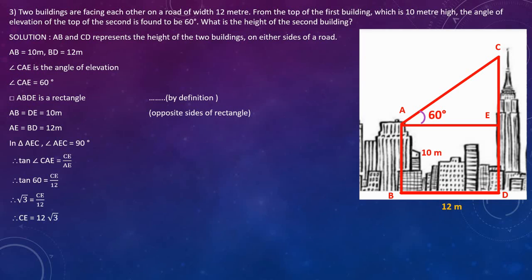Now we want to find out the value of DE, so that we can find out the entire height of the building, which is DC. So now we know that CD is equal to CE plus DE. The value of CE we have found out, which is 12 root 3, and the value of DE we also know, which is equal to AB, which is 10 meters. So adding 12 root 3 plus 10, we get the height of the second building. Therefore, the height of the second building is 12 root 3 plus 10 meters.